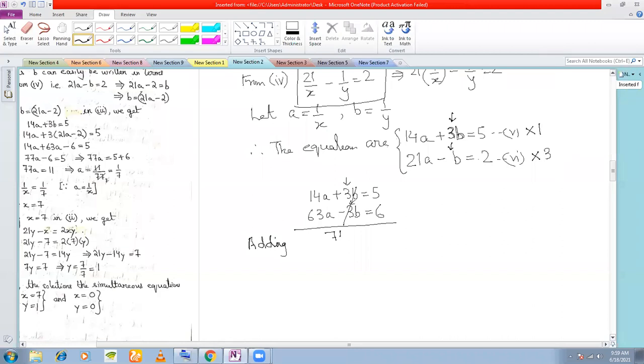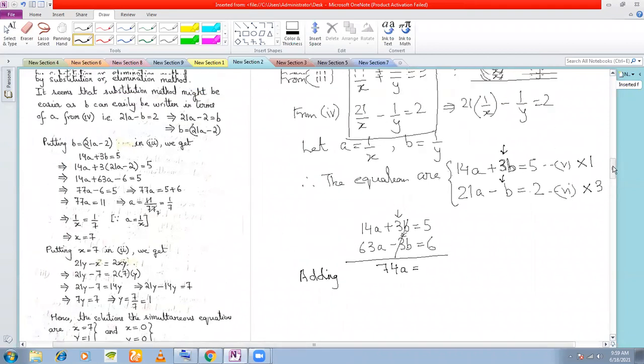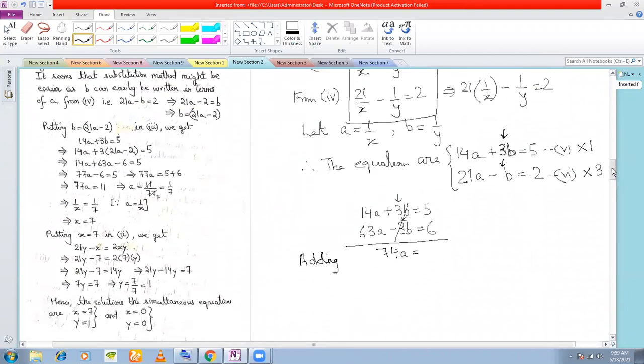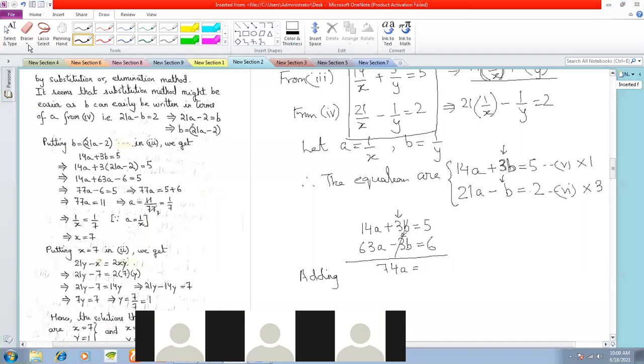So you'll simply get 77a is equal to 11. a will be equal to 11 by 77, which is equal to 1 by 7.